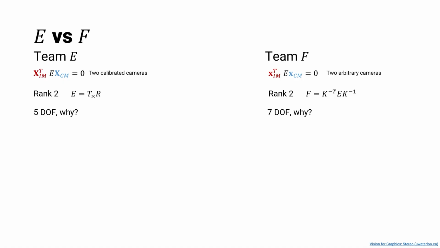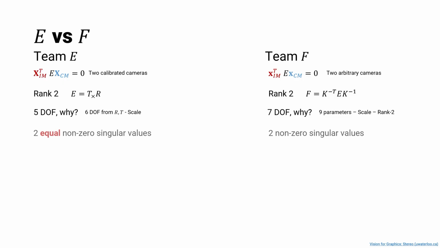The fundamental matrix is 7 degrees of freedom. And the reason for the essential matrix to be 5 degrees of freedom is it's 6 degrees of freedom from rotation and translation, but you also don't know the scale, so we remove that. In the fundamental matrix case, it's 9 parameters minus scale minus the rank 2 constraint. In the essential matrix, when we do the singular value decomposition, we have 2 equal non-zero singular values. In the fundamental matrix, we have 2 non-zero singular values and they do not have to be equal.